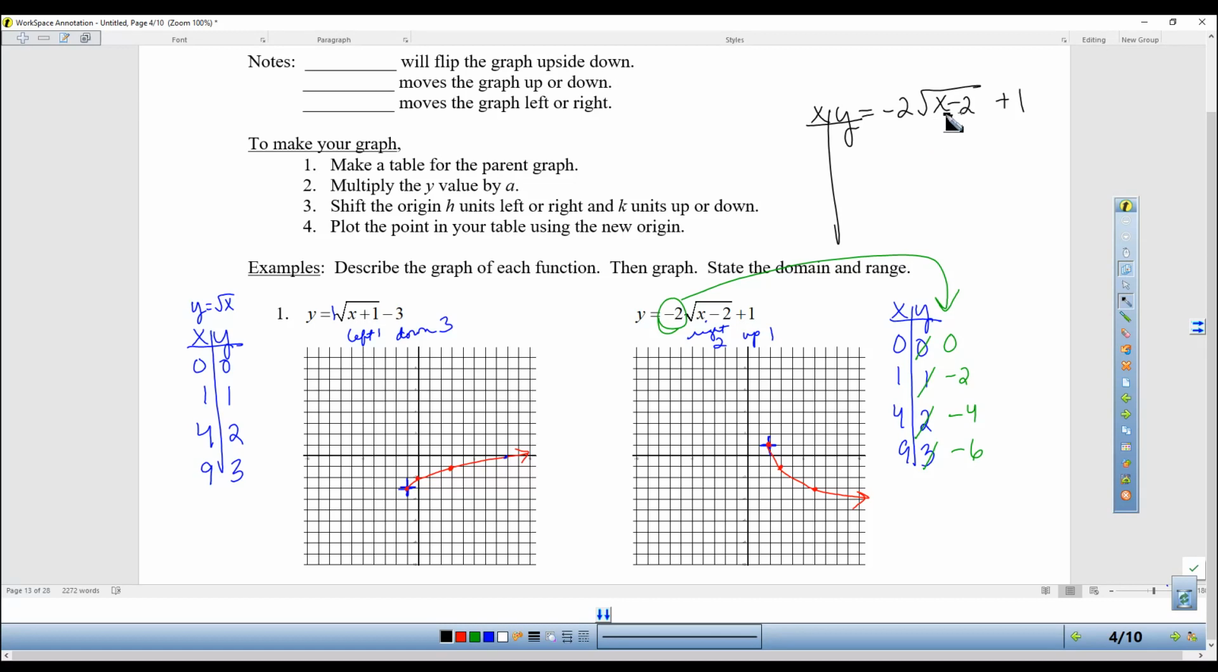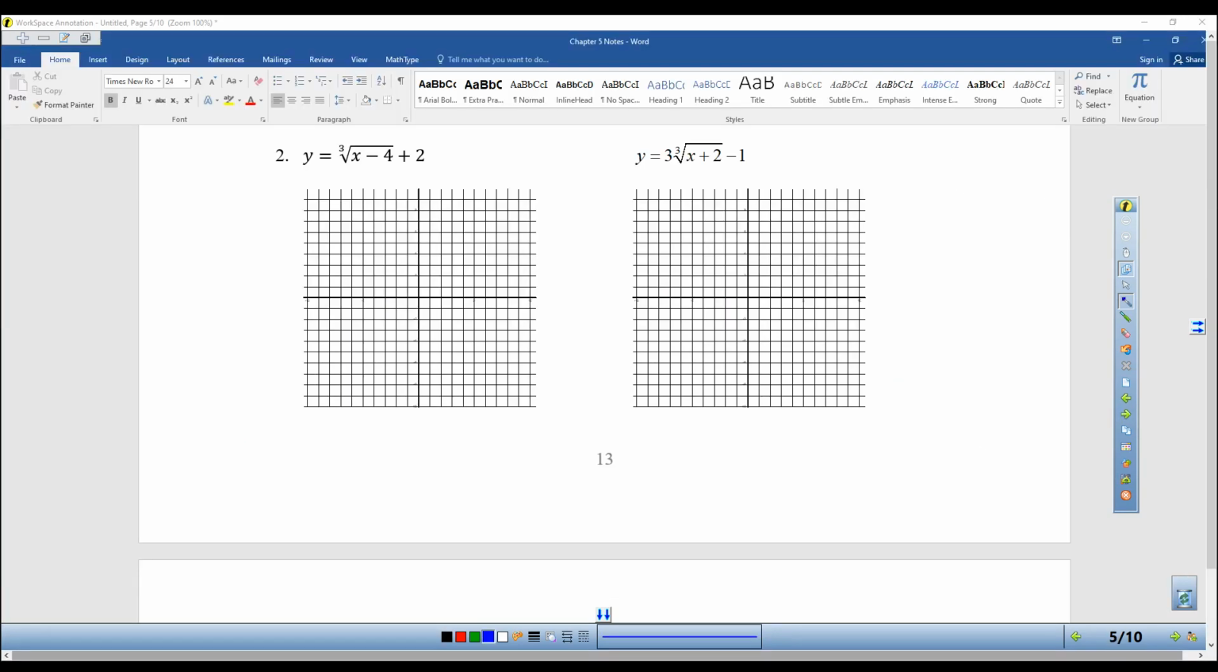So for example, if you pick a number like 3, you'll be good. If x is 3, you'll have the square root of 1. 1 times negative 2 is negative 2 plus 1 is negative 1, which we got, 3, negative 1. But if you picked a number like 4, 4 minus 2 is the square root of 2. You don't want to try and graph that. So my recommendation is that you move the entire origin and pick nice, easy numbers, the same numbers every time, 0, 0, 1, 1, 4, 2. That's my recommendation. All right, now we're going to do some cube root graphs.